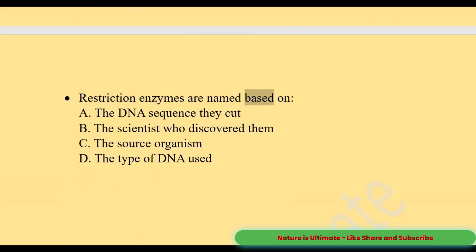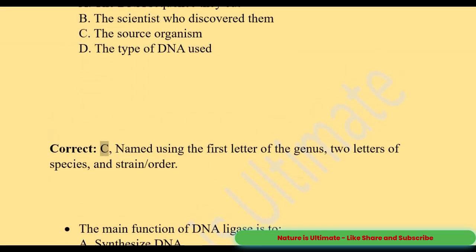Restriction enzymes are named based on: A. The DNA sequence they cut. B. The scientist who discovered them. C. The source organism. D. The type of DNA used. Correct: C. Named using the first letter of the genus, two letters of the species, and strain/order.